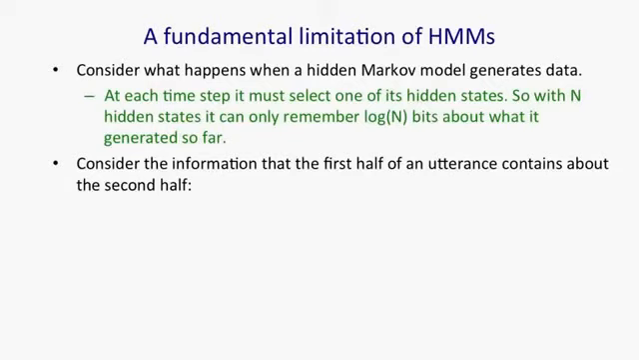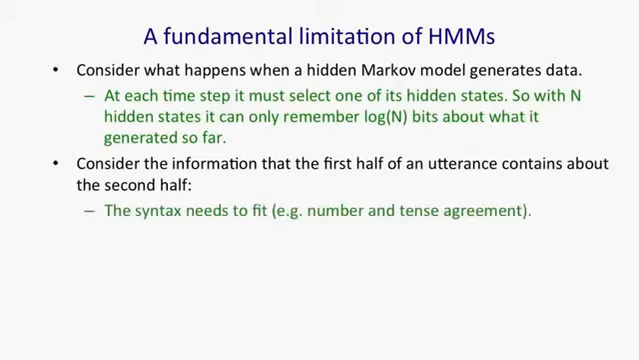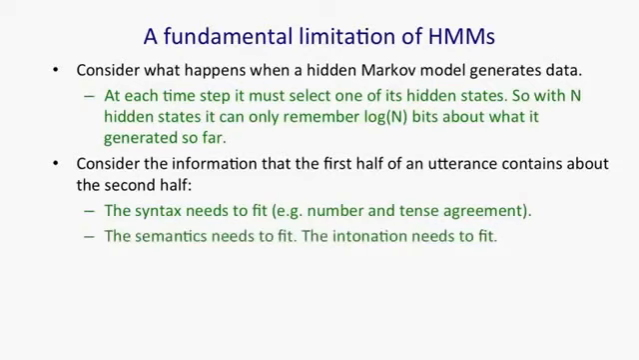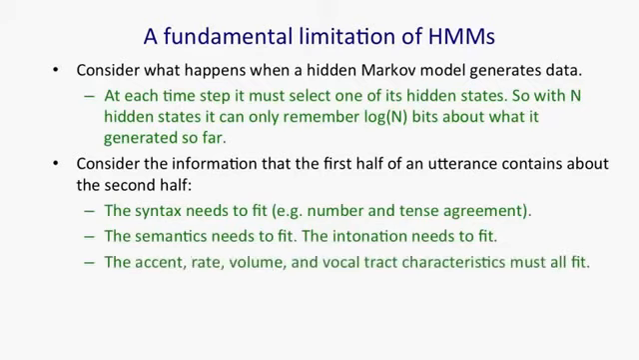To produce a second half that's compatible with the first half, it must make the syntax fit. So, for example, the number and tense must agree. It also needs to make the semantics fit. It can't have the second half of the sentence be about something totally different from the first half. Also, the intonation needs to fit. So it would look very silly if the intonation contour completely changed halfway through a sentence. There's a lot of other things that also have to fit.